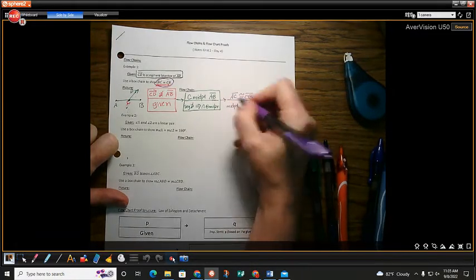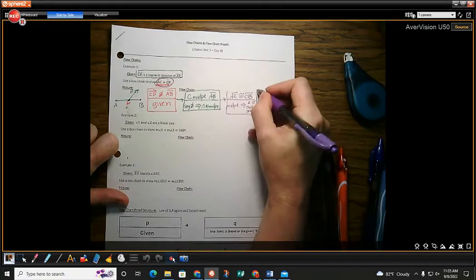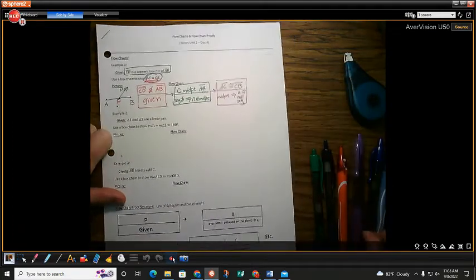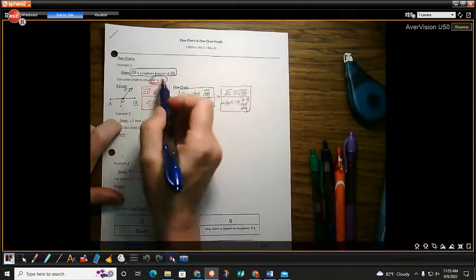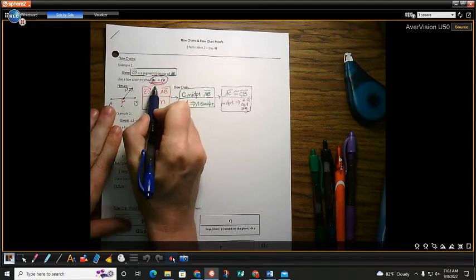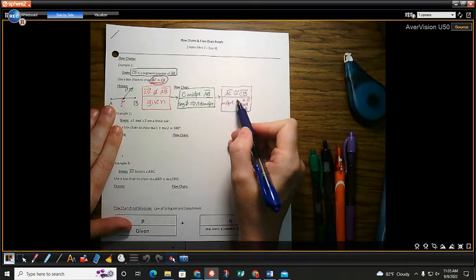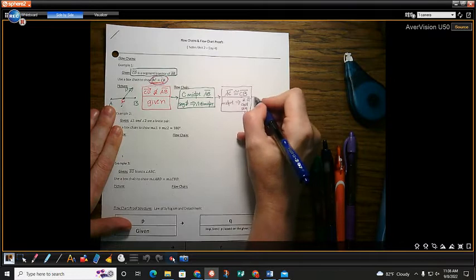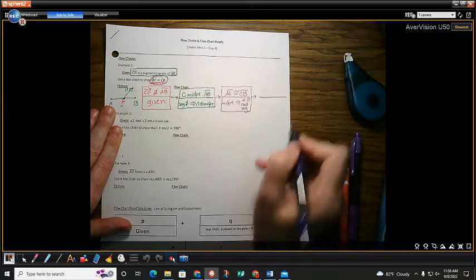Am I done? No. Well, he said I'm done. Why am I not done? Because it's not equal. This isn't equals. I've only found a congruent. So I have to keep going until I say that exactly.